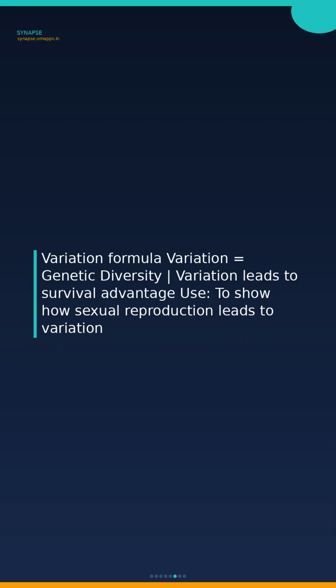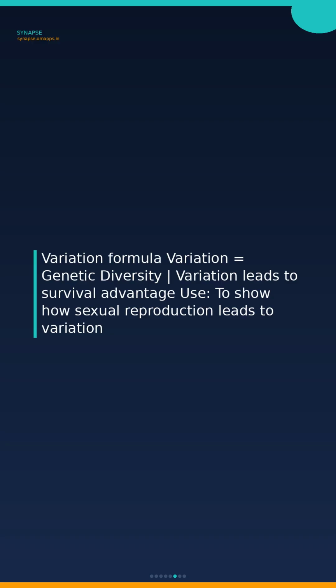Let's solve an example question. Q. Describe the process of fertilization in flowering plants. Ans. Pollen lands on the stigma, travels down the style to the ovary. The male gamete fuses with the egg inside the ovule, forming a zygote. The zygote develops into an embryo inside the seed.